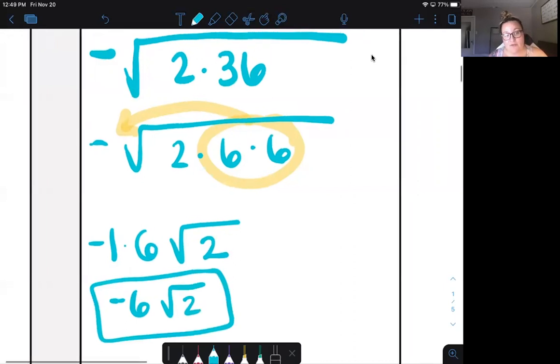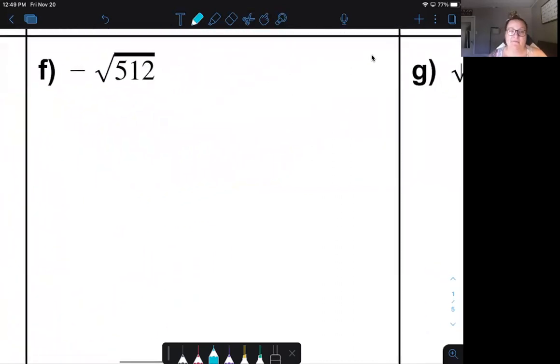Now, why don't you go ahead and try one on your own? So part F, the negative times the square root of 512, or you could say negative root 512. Go ahead and break 512 down into its prime factors and simplify the radical from there.